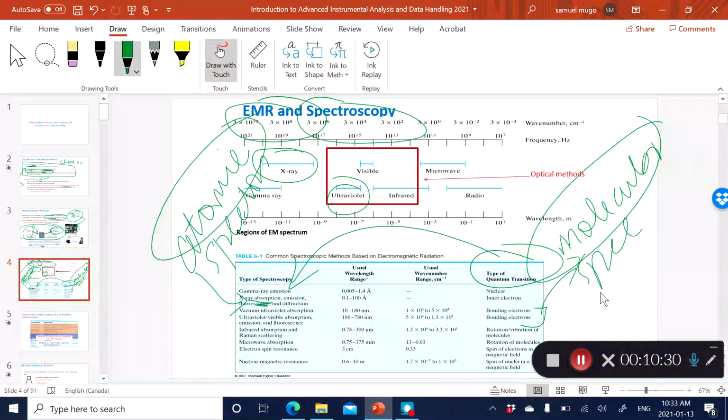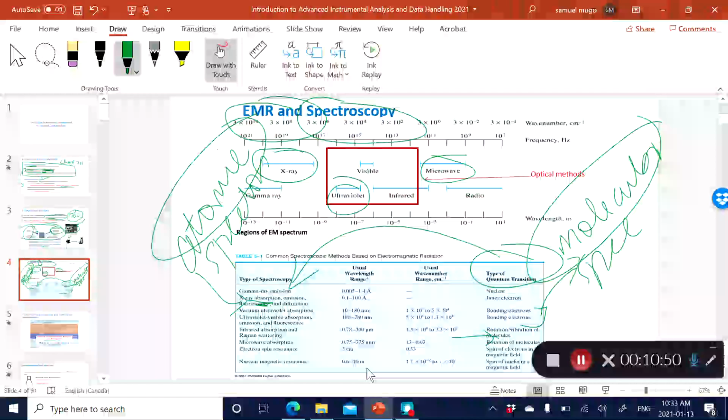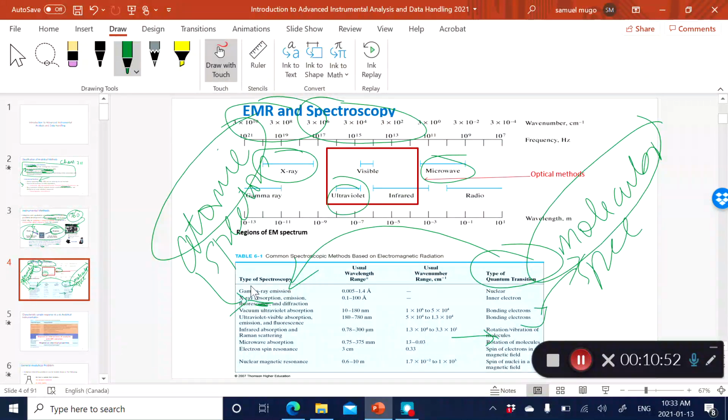For example, if you use microwave, on the other hand, it's not energetic enough to cause some excitation of the bonding electrons, but instead, it causes rotation of the bonding electrons, and so on. So I'd like you to take note of this: what happens to the electrons of the analyte when they are impinged by different energies of the electromagnetic radiation. So it's important for you to take note of that slide.